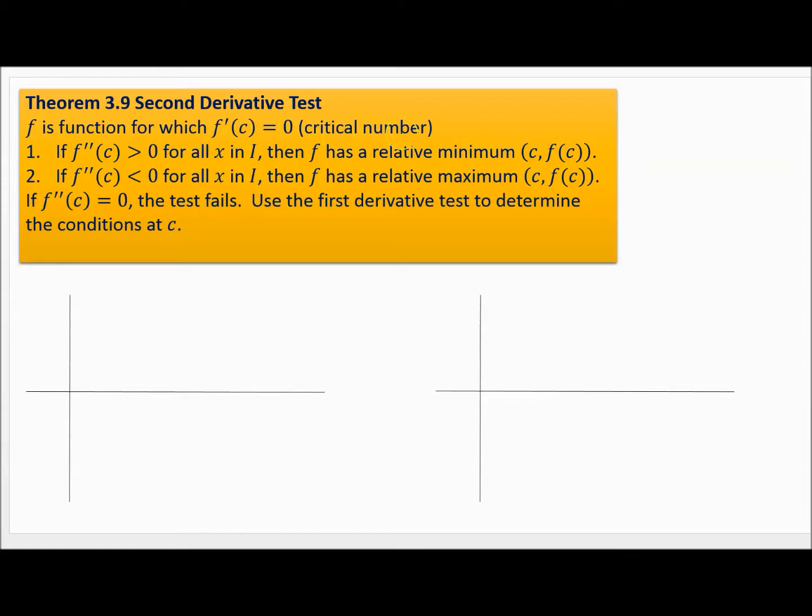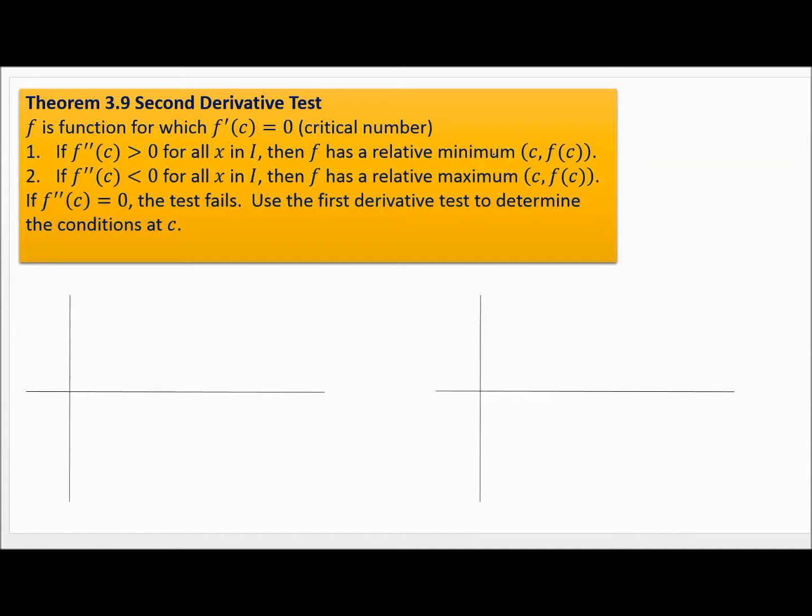So that's a regular critical number. And I think this is why they don't say critical number for the first derivative or the second derivative. If you just stick to critical number means first derivative, then you don't get confused. But this is for the first derivative. So if the first derivative has a place where the derivative is equal to 0, and also the second derivative at that critical number is greater than 0 for all x in I, then f has a relative minimum.